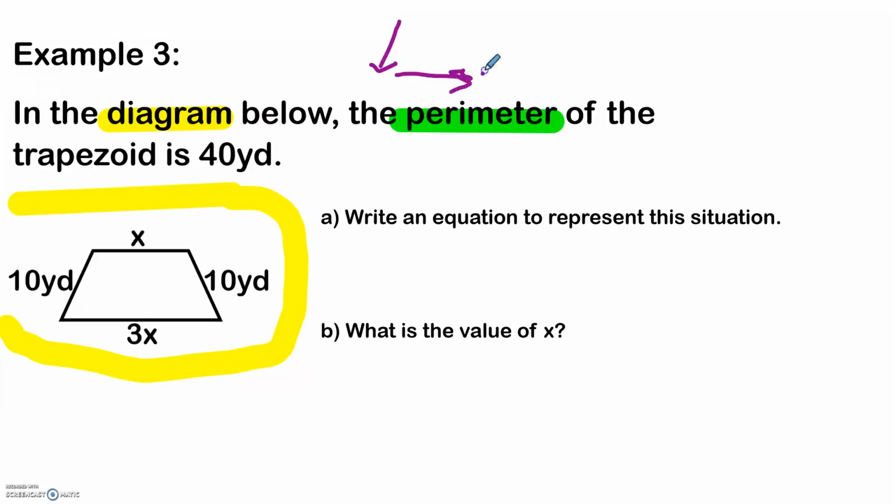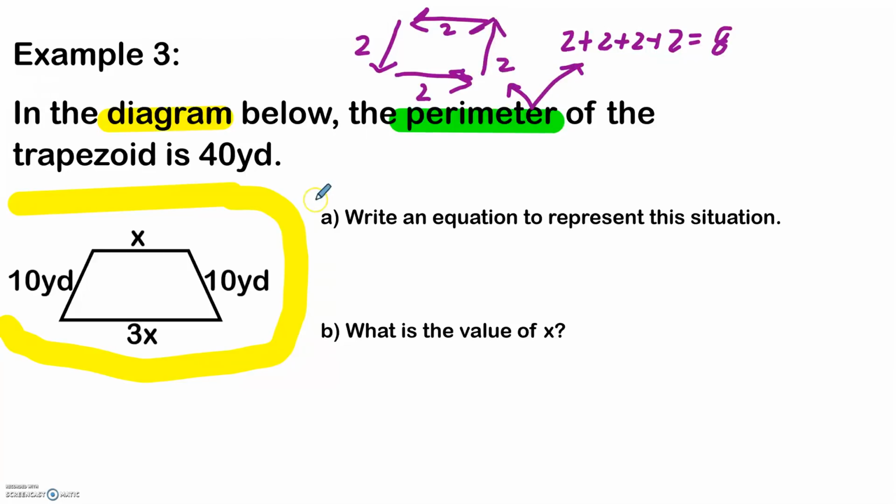So if I was to walk all the way around this shape, I would end up adding up all 4 sides. 2 plus 2 plus 2 plus 2 equals 8. So my perimeter is the distance around, and it's found by adding all of the sides. So in our example, we know that we're going to be adding all of our sides to give us our perimeter.